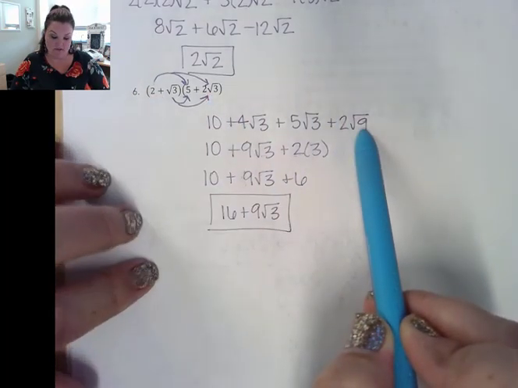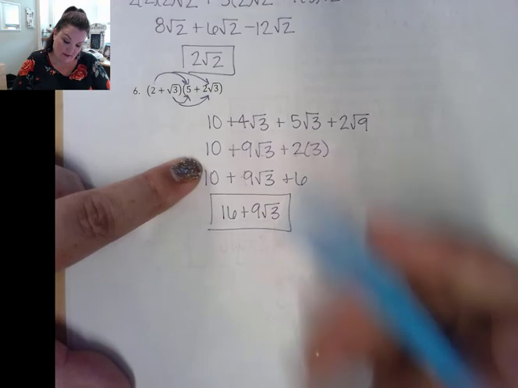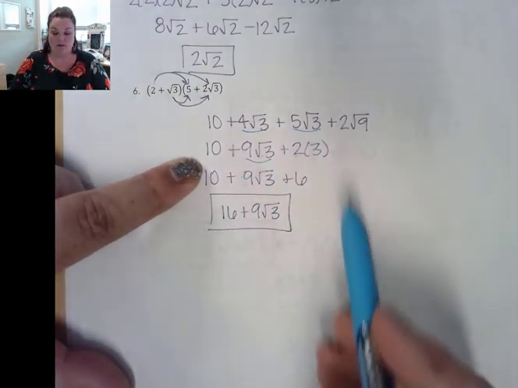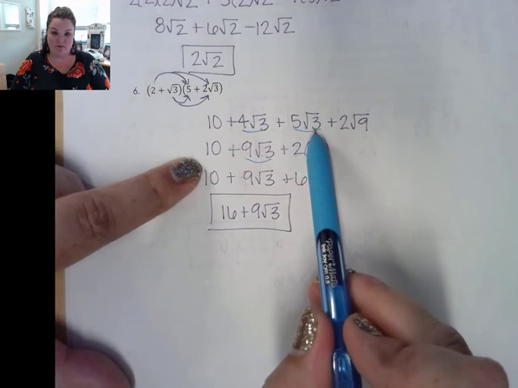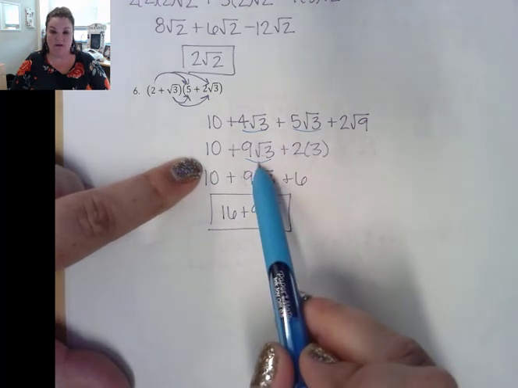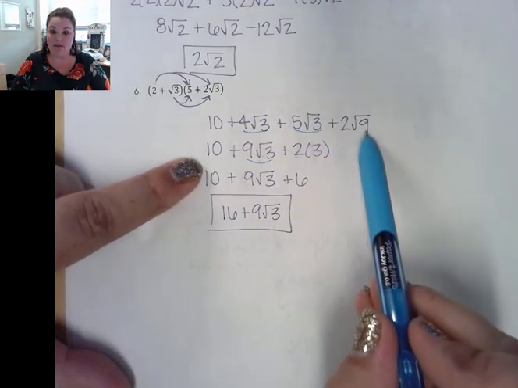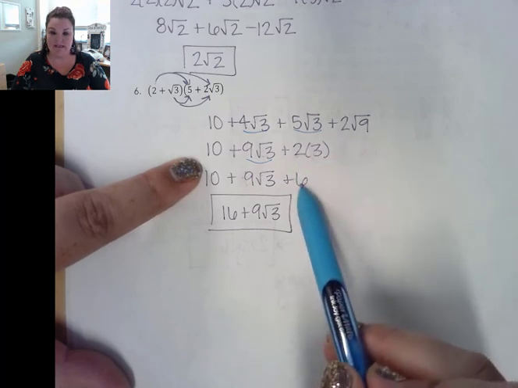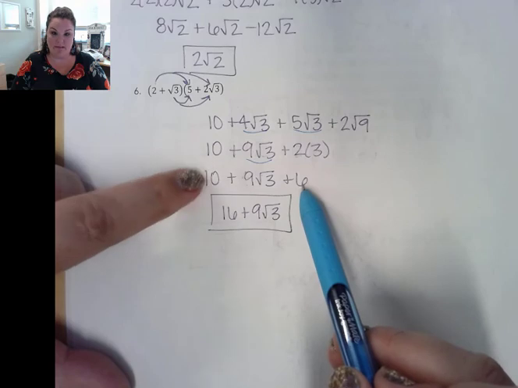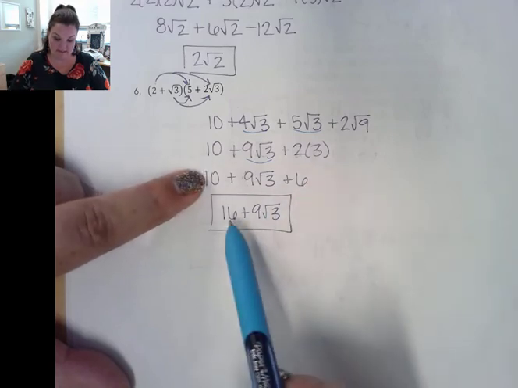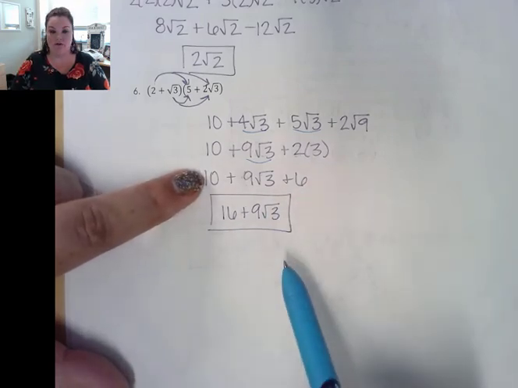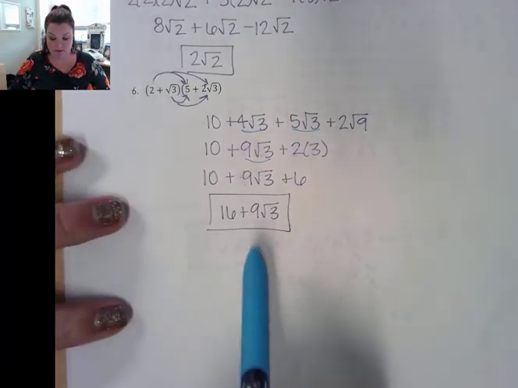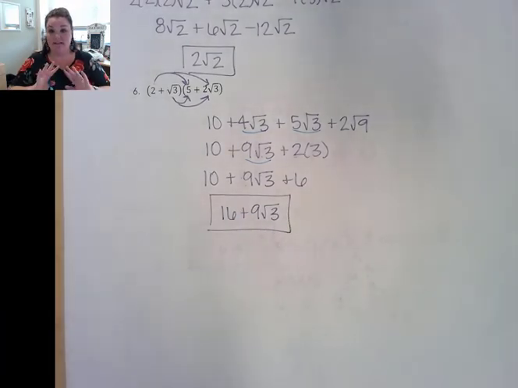Okay. So then I do some simplifying. I can go ahead and combine these like terms, right? So 4 square root of 3 and 5 square root of 3 gives me 9 square root of 3, right? And then the square root of 9 on this last term just becomes a 3. So 2 times 3 is 6. And now I can combine my 10 and my 6, which gives me 16 plus 9 square root of 3. And I can't go any further because these are not like terms, right? This one has a radical, this one doesn't, so I stop there and I'm done.